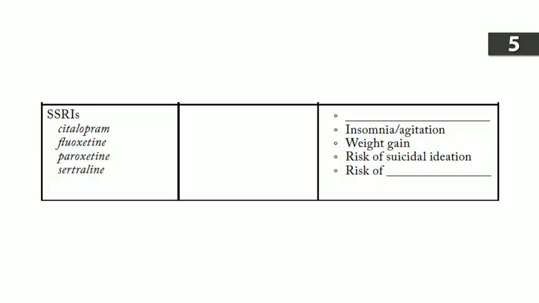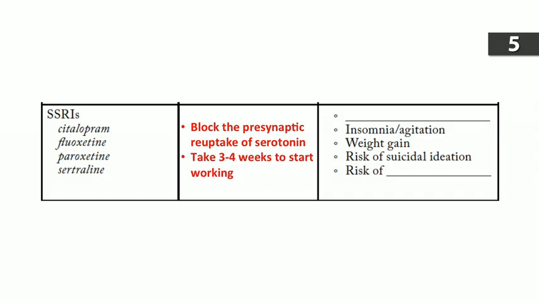So the first group are the SSRIs, selective serotonin reuptake inhibitors. So they block the presynaptic reuptake of serotonin, so you have more serotonin hanging around in the synaptic cleft. SSRIs are the first-line treatment for depression and also for most anxiety disorders, because anxiety is also associated with low serotonin. But unfortunately, the SSRIs take at least 3 to 4 weeks to start working. You may not see full effect for 6 to 8 weeks.